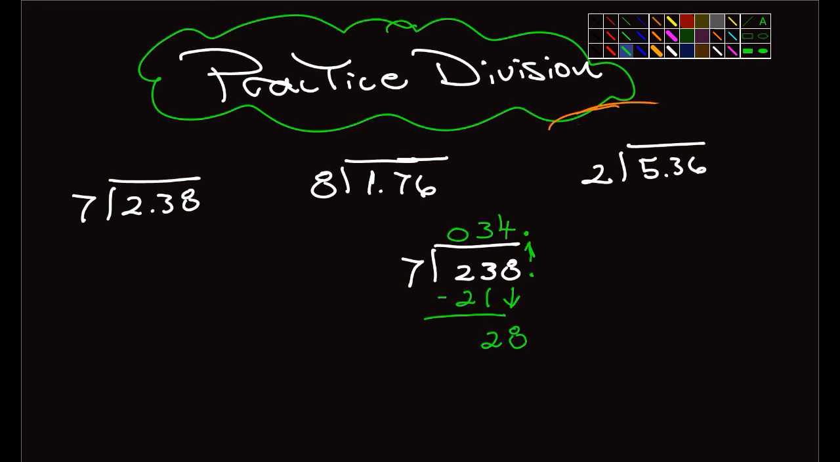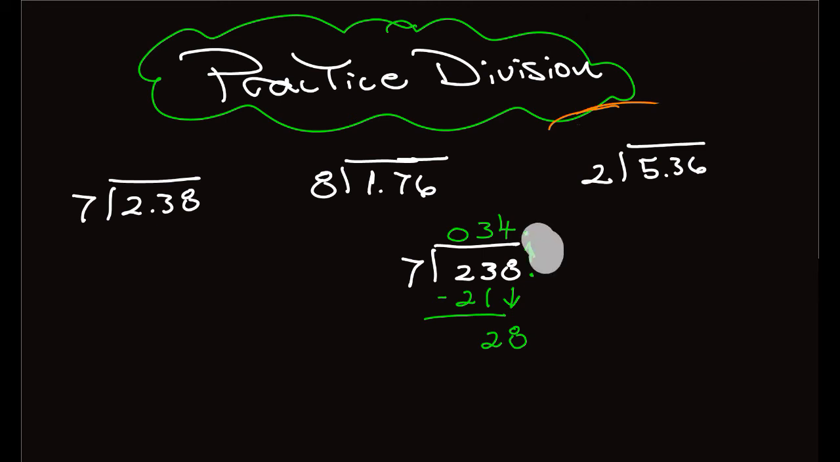Okay. So what's the answer? And I can just leave that decimal off. I mean, what's the answer? It's 34. 7 goes into 238 34 times.